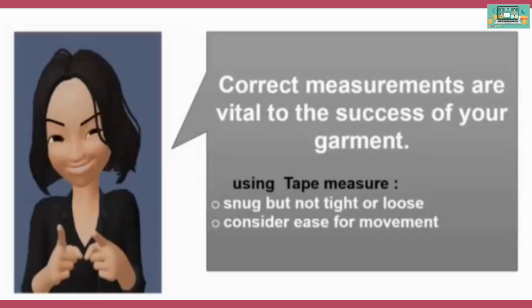In using the tape measure, it should be a bit snug but not tight. Neither should it be loose. Consider ease for movement when measuring. You should be able to put at least 1 to 2 fingers behind the tape. Some general guidelines in taking body measurement.